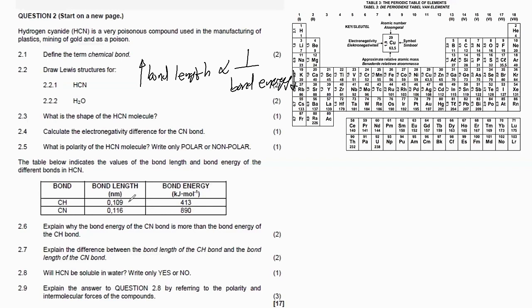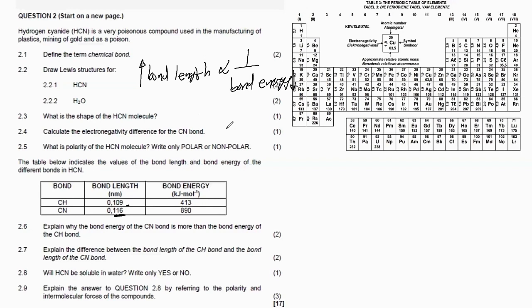Looking at this table, we can tell that a greater bond length is on this one here, and a shorter bond length is on this one. But that does not really match up with our relationship, right? Because we are expecting that since this one has a shorter bond length, then it must have a higher bond energy. And since this one has a greater bond length, then it must have a lower bond energy. But it seems like that relationship is not consistent here. So now we want to explain. This question is really about explaining why that is the case.